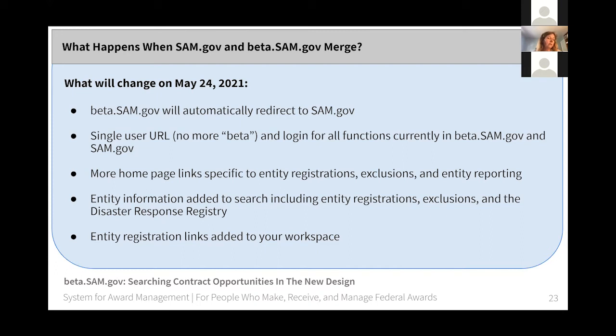The homepage that you see on Monday, that new homepage that I just showed you, is going to have additional functionality on it specific to entity registrations, exclusions, and entity reporting that we've brought over from SAM. Your search is going to include entity information. And if you go to your workspace, you will have links there to register an entity. So all of this is really going to be integrated together. And I have a couple of slides that show what that looks like.